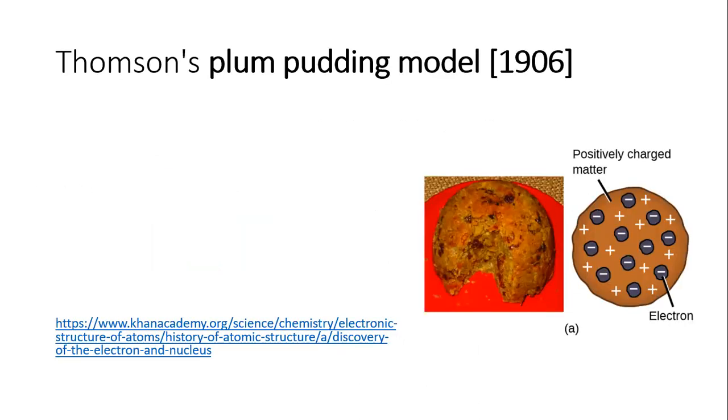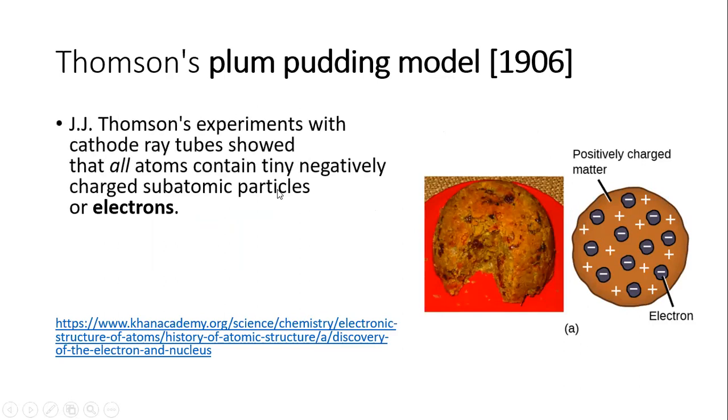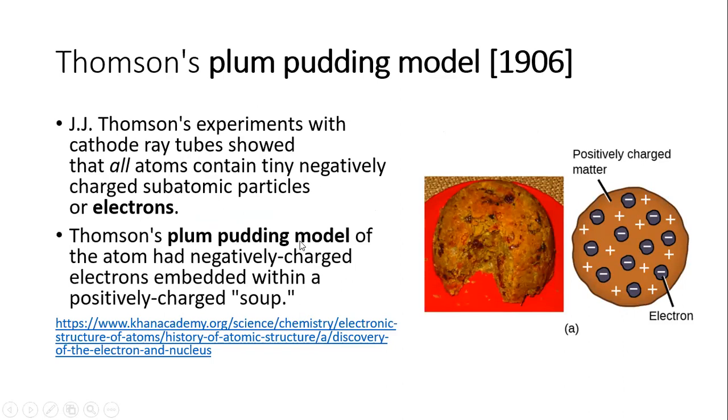So Thomson's idea, model 1906, he explained with the cathode ray tube, showing that all atoms contain tiny negatively charged subatomic particles, or electrons. So Thomson's plum pudding model of the atom has negatively charged electrons embedded within a positively charged soup. So the other part is the positive charge, and then the electrons are the raisins there, right? That's how it shows you. That's the picture in 1906.